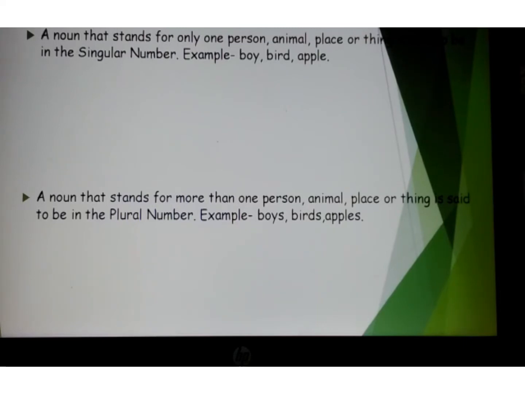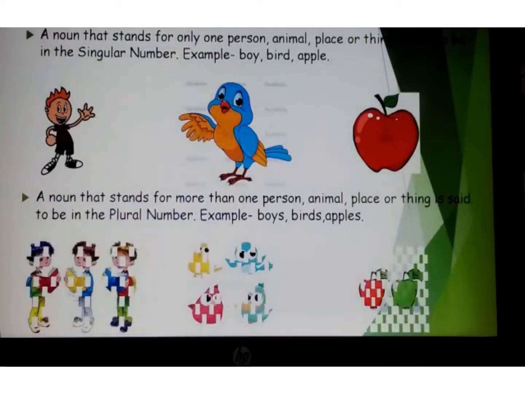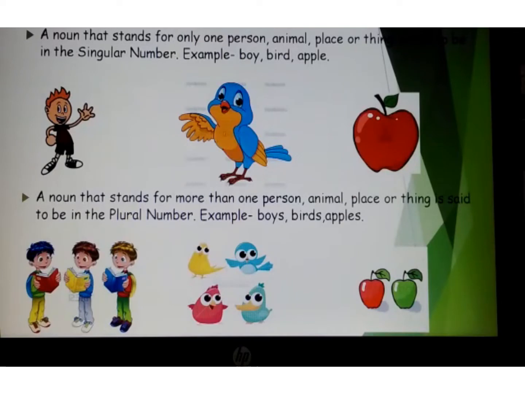Example, boys, birds, apples. So what did we do here? We added S. That's the magic we created, right? We just added S and it became many, right? See here, boy, boys, bird, birds, apple, apples. So when there is no S, it's a singular number. And when S is added, it becomes a plural number.